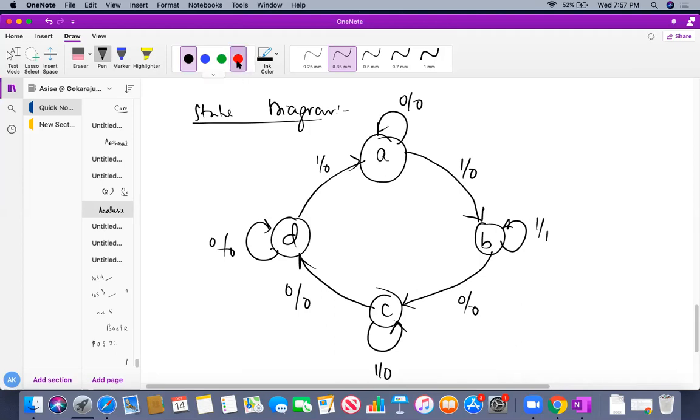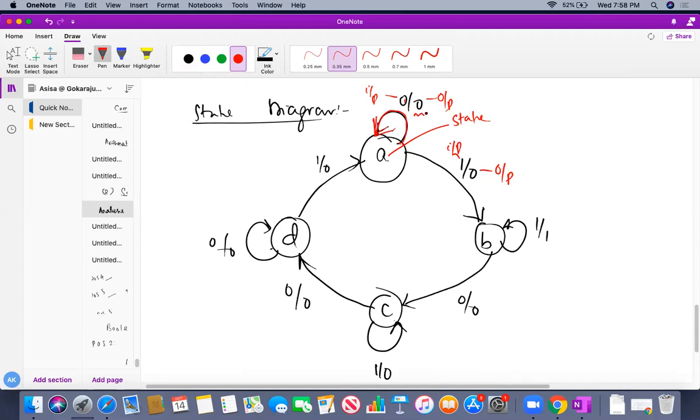So this represents the state. Now this will be input and this is my output. Okay, so what do you understand from here? And here also you can say this is my input and this is my output. So see here, if the flip flop is in state A and you give input 0, it will go to state A only.